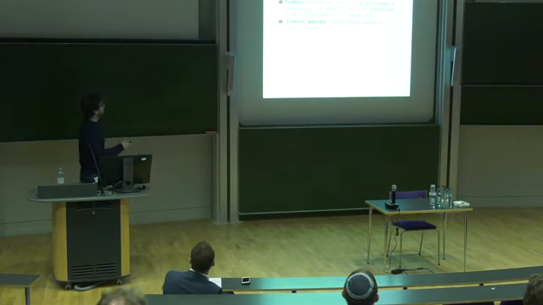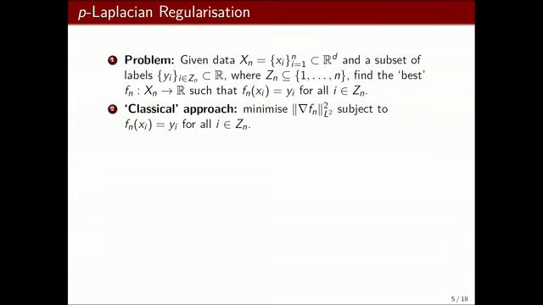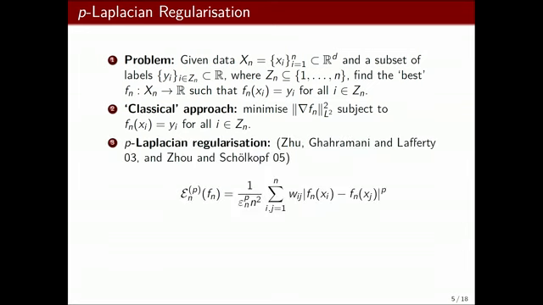Okay, so we recall this is our problem. This is the classical approach. So what's the approach we take in this talk? We look at the p-Laplacian regularization method. This was proposed by Zhu, Ghahramani, and Lafferty, and Zhou and Schölkopf. And the idea is we want to minimize this functional E_n.